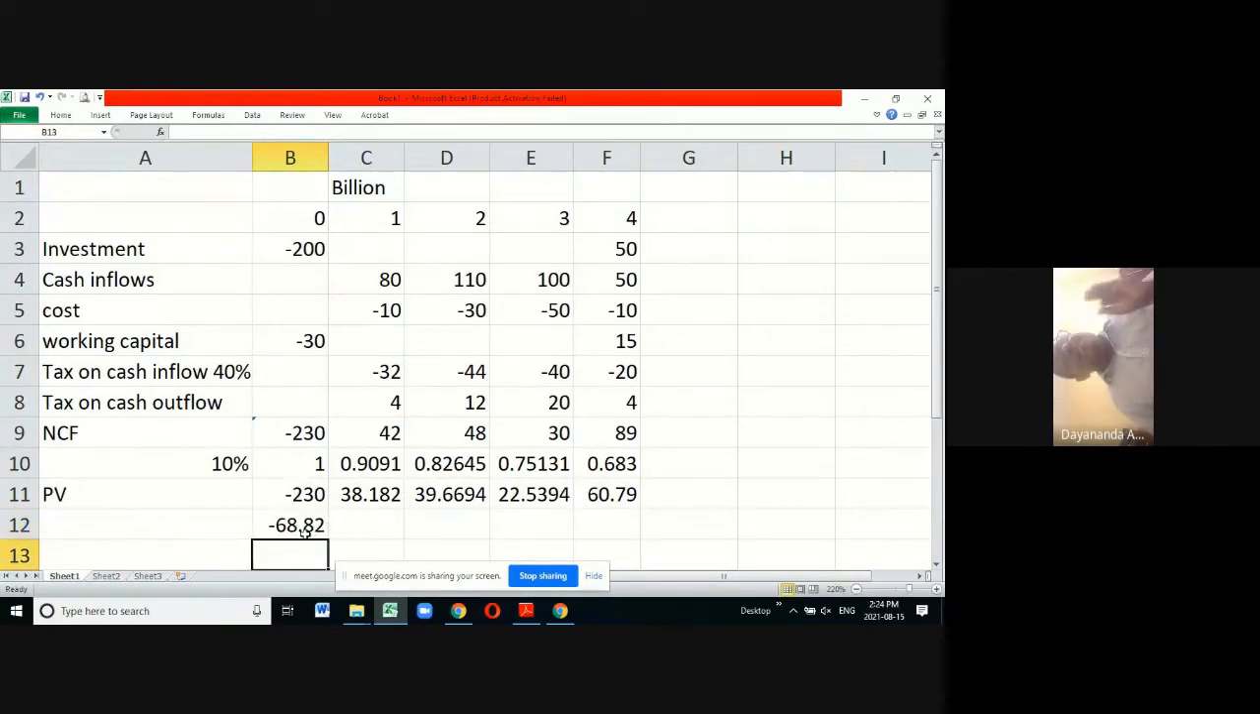NPV here is negative 68.82 billion. So we will reject this project. Why are we rejecting this project? Because NPV is negative. We are not accepting it based on the project evaluation technique. We are not accepting the project. We are rejecting the project. Is it clear?